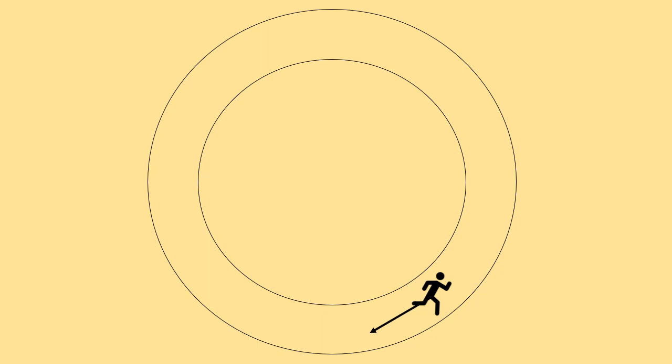Okay, but how do we measure the velocity here? We're now at an angle, so it's a vector, and so we merely take the vertical and the horizontal components, and then we can calculate that velocity.